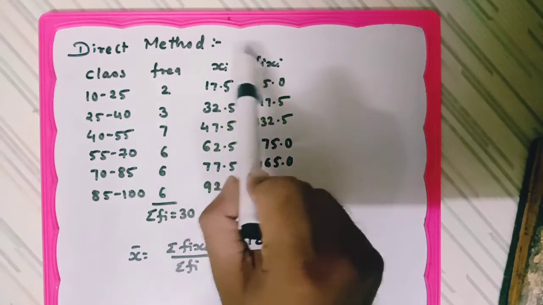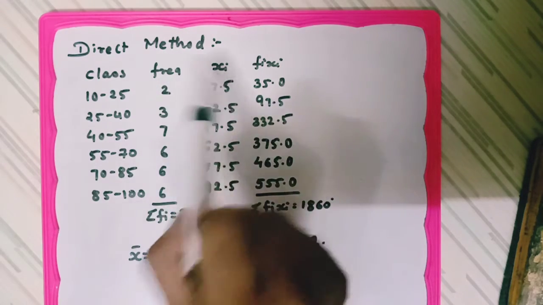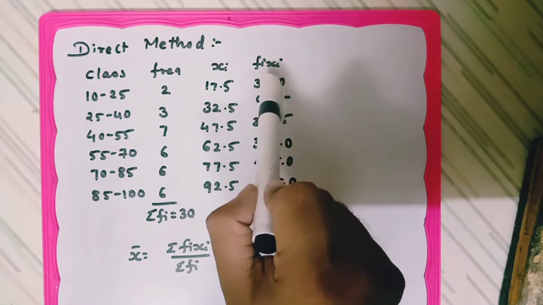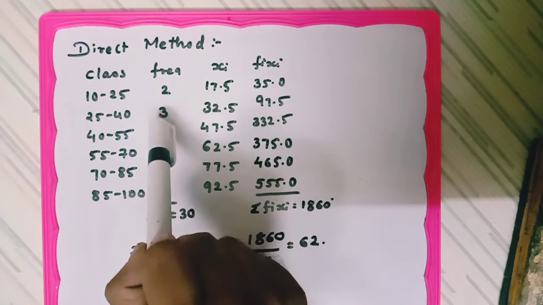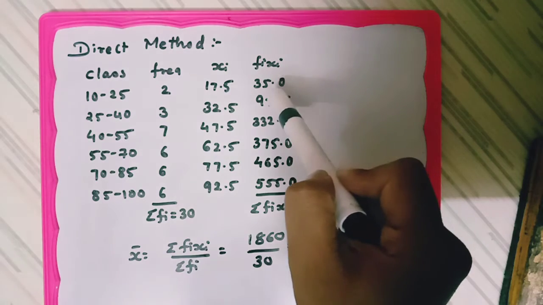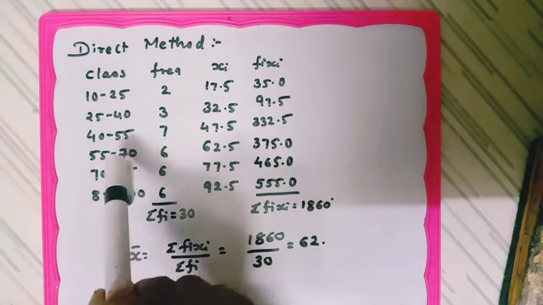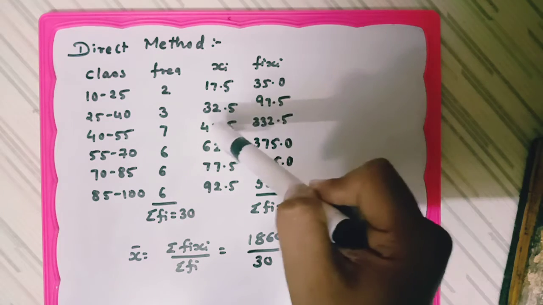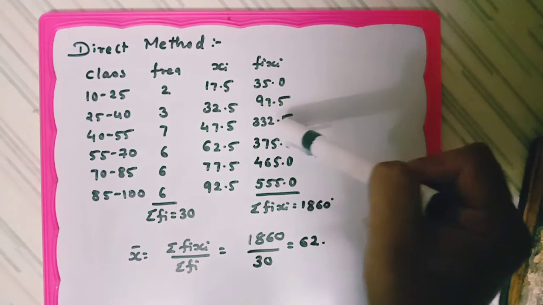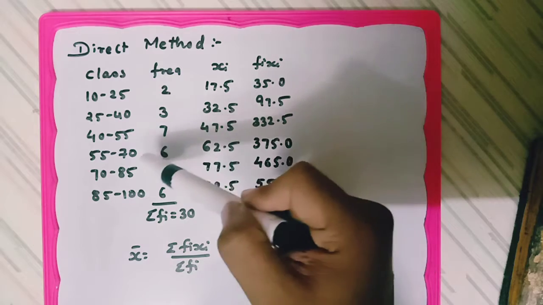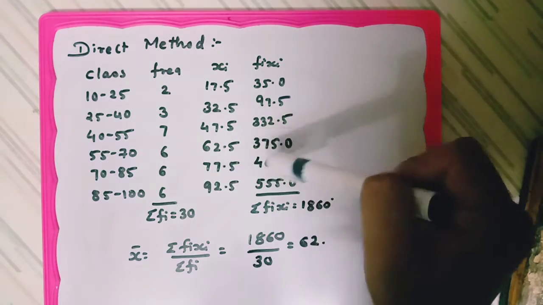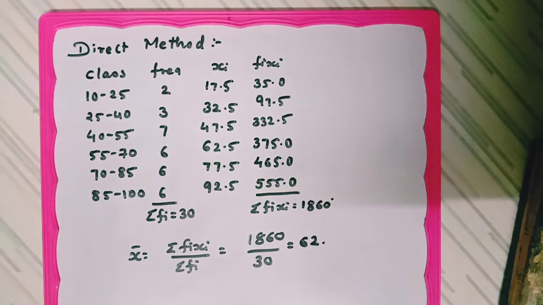Now we take fi into xi, meaning frequency multiplied by xi. So 17.5 into 2 is 35. 32.5 into 3 is 97.5. 47.5 into 7 is 332.5. 62.5 into 6 is 375. 77.5 into 6 is 465, and 92.5 into 6 is 555.